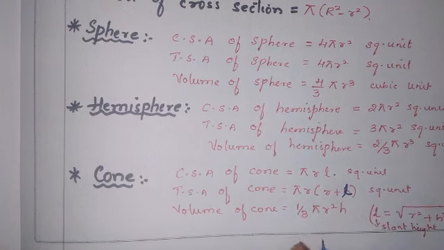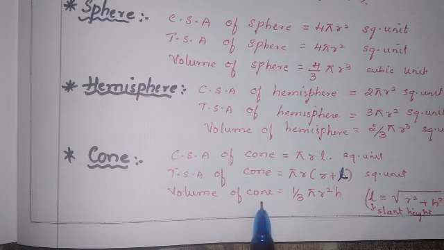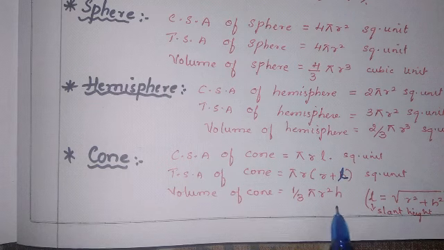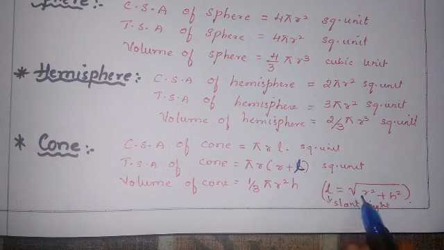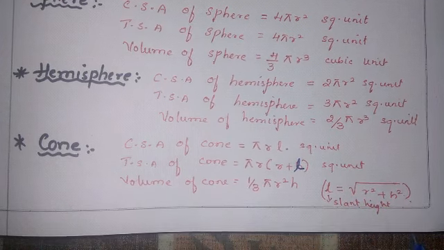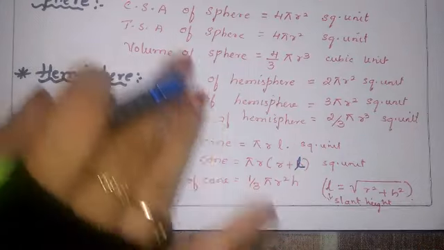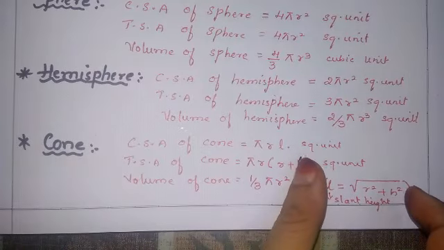Pi r plus L. And volume of cone is nothing but 1 by 3 pi r square h. To find L, to find slant height, there is one more formula. L is equals to root of r square plus h square. Based on this, we have to solve the exercise completely.